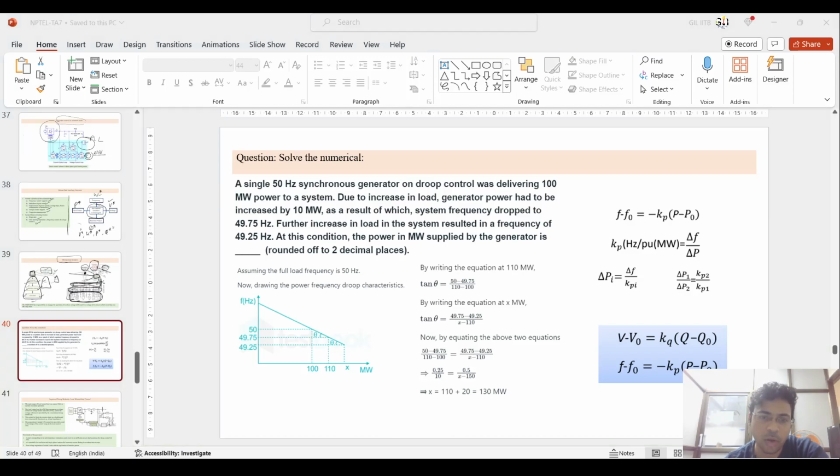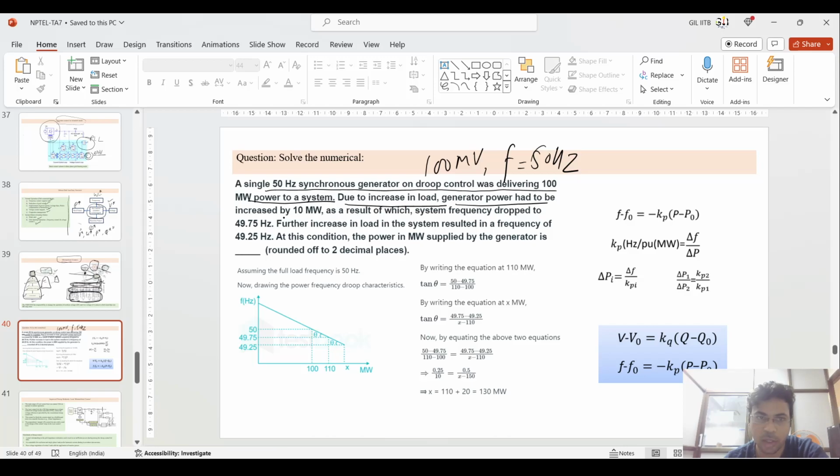So if you read this question, you will understand the droop concept. A single 50 hertz synchronous generator on droop control was delivering 100 megawatt power to the system. So it is initially generating 100 megawatt, okay, at a 50 hertz system frequency.